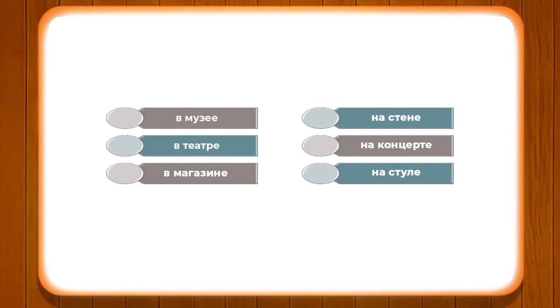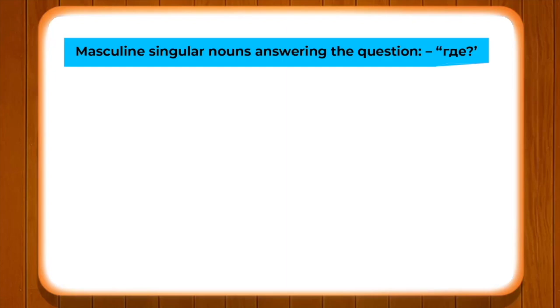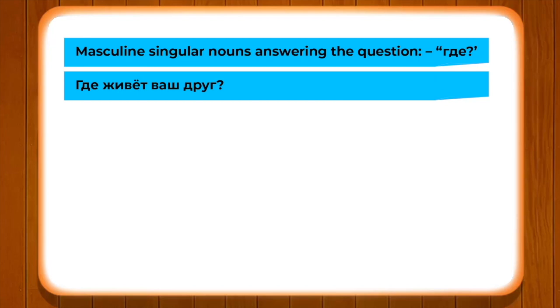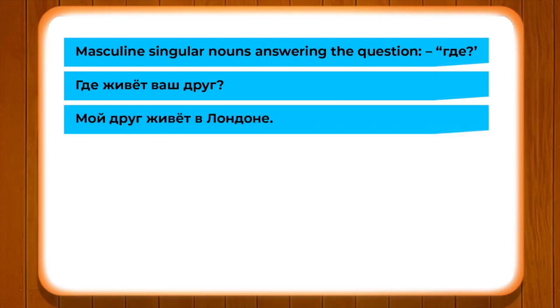of где. For example, for masculine singular nouns, answering the question где, how do we do that? We can use: Где живёт ваш друг? So друг is a masculine gender noun. Мой друг живёт в Лондоне. London changes into в Лондоне. В Америке, во Франции. Why Франции?